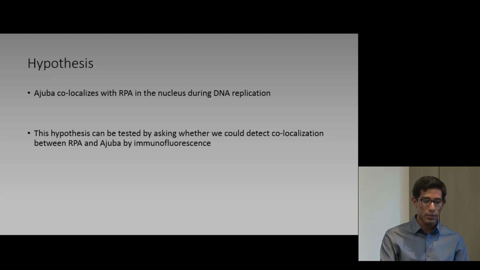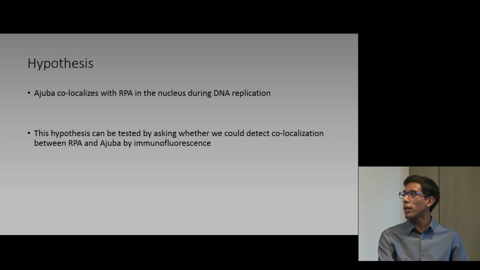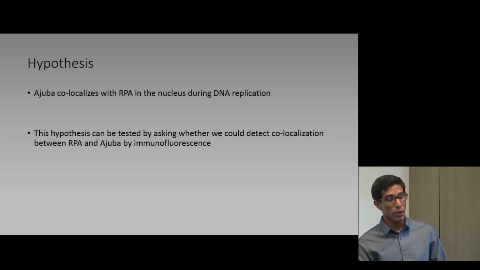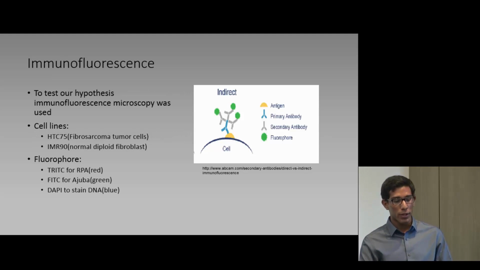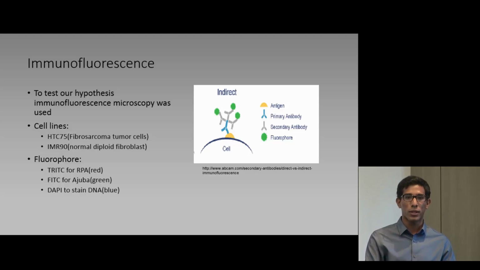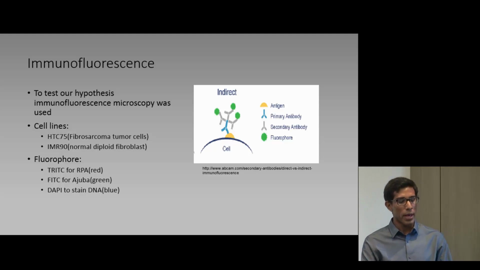To test this hypothesis, we're going to do co-localization between RPA and Ajuba by using the technique immunofluorescence. With immunofluorescence, we use two cell lines. The first one is HTC75, which is fibrosarcoma tumor cells, our cancerous cells, and the other one is Armor 90, which is normal diploid fibroblasts, which are normal cells. They are cells from our skin, actually.